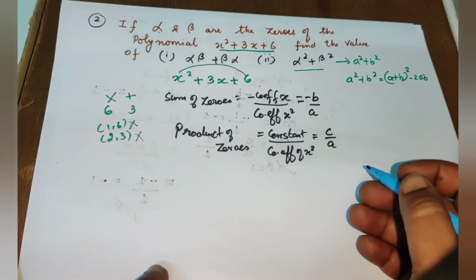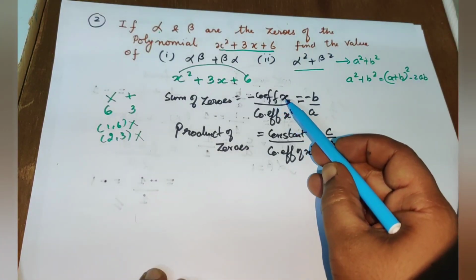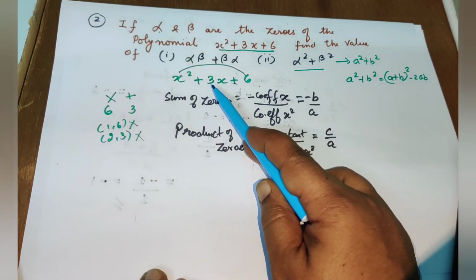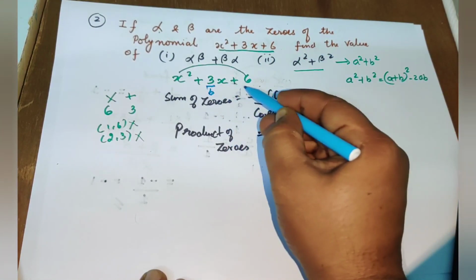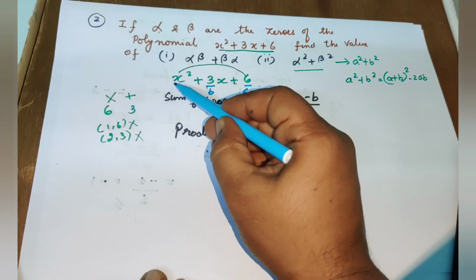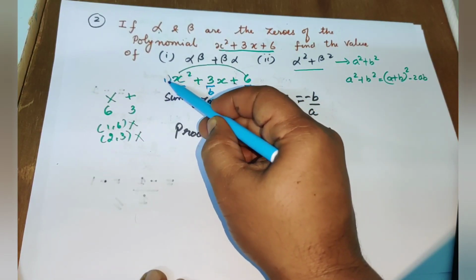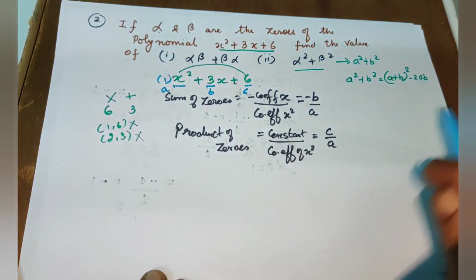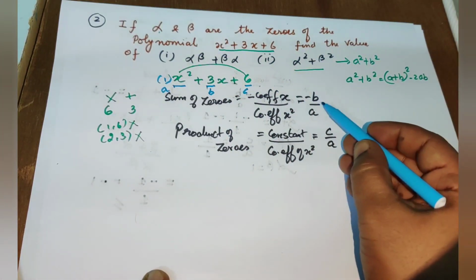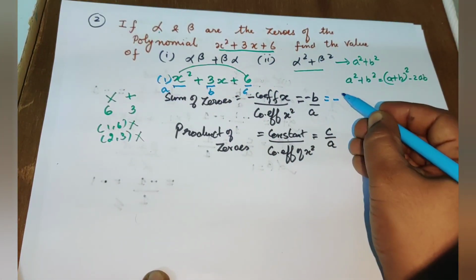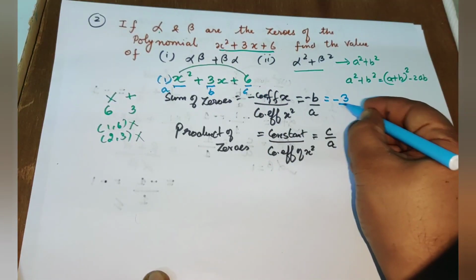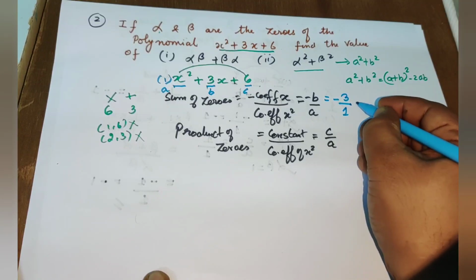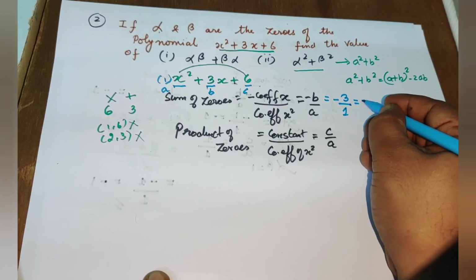Okay, so now you can see the coefficient of x, which is 3, is b, this value is c, and the coefficient of x square is a. So now we can easily apply. Minus b by a is equal to minus, what is b? b is 3. So minus 3 divided by, what is a? a is 1, which is minus 3 by 1, that is minus 3.